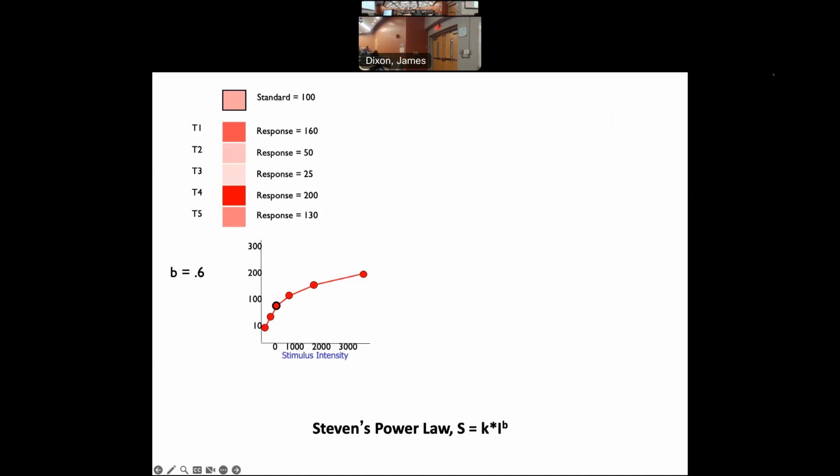So here's our standard. Again, this is just a red saturation. You can see the visual system is super handy for these things, particularly for a large screen, because we can all look at it at the same time. So here is our standard. That's 100. And now imagine that you're in a controlled environment and things are coming up on the screen.